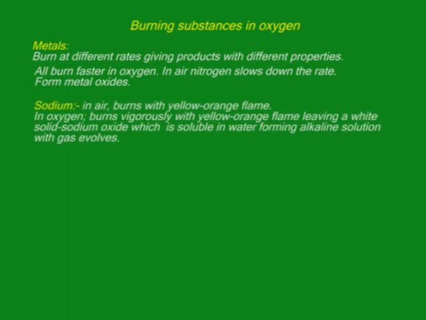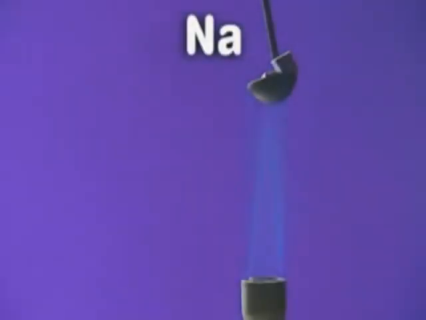Sodium. Sodium in air burns with a yellow-orange flame to produce a few sparks. In oxygen, it burns vigorously with a yellow-orange flame to produce a white solid, which is sodium oxide and sodium nitride. The product is soluble in water to form an alkaline solution, and a gas is evolved. There you have the burning of sodium.